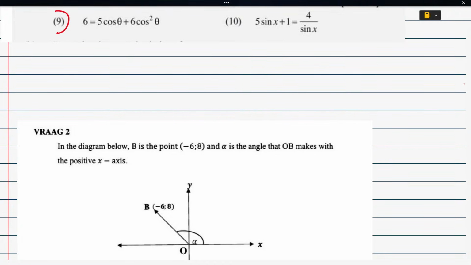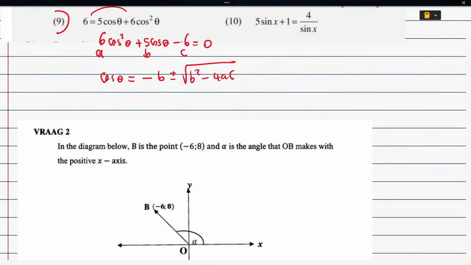Number 9, group the like terms, it will be 6 cos squared theta plus 5 cos theta, then this 6 comes this side, minus 6 is equal to 0. On this type of question, my learners, what you can do, use quadratic formula. That is your A, that is your B, that is your C. So you can say cos theta is equal to minus B plus or minus square root of B squared minus 4AC all over 2A.